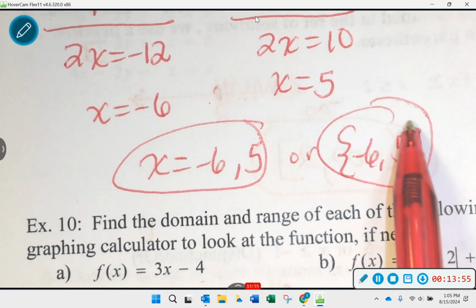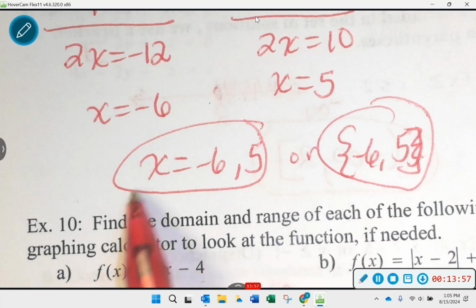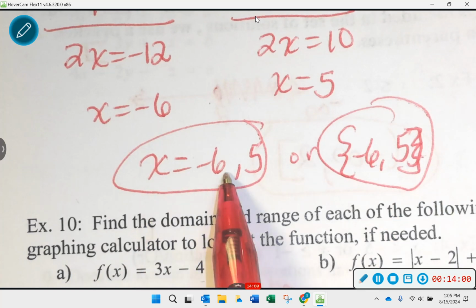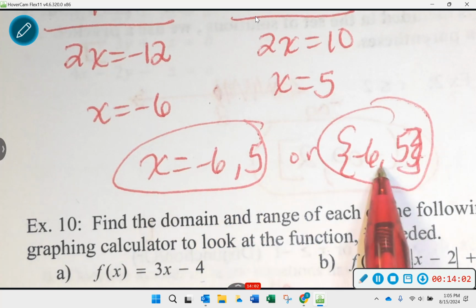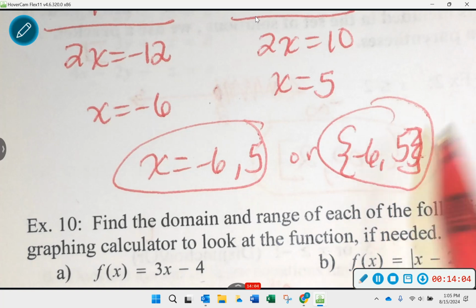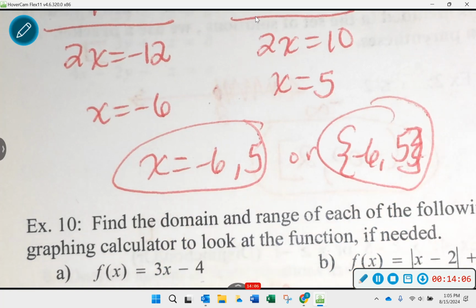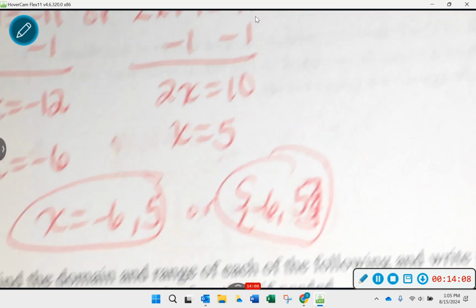That's a little squiggly bracket there. So what we're saying then is x can be negative 6 or 5. The other way you can write this is in set notation, negative 6, 5, but I usually just write it like that, but both the same.